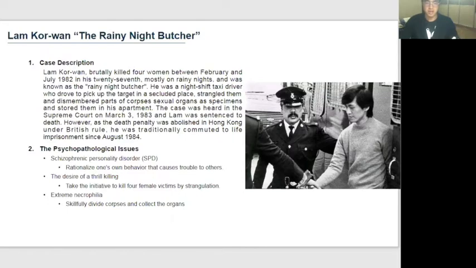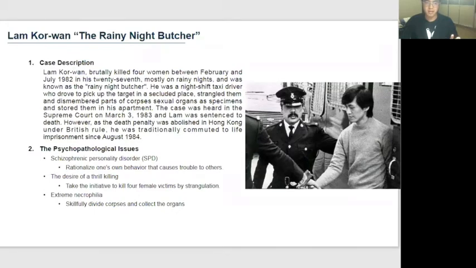The case was heard in the Supreme Court on March 3, 1983, and Lam was sentenced to death. However, the death penalty was abolished in Hong Kong under British law. He was commuted to life imprisonment in 1984.